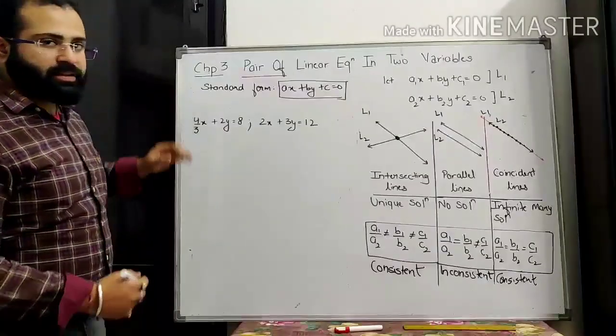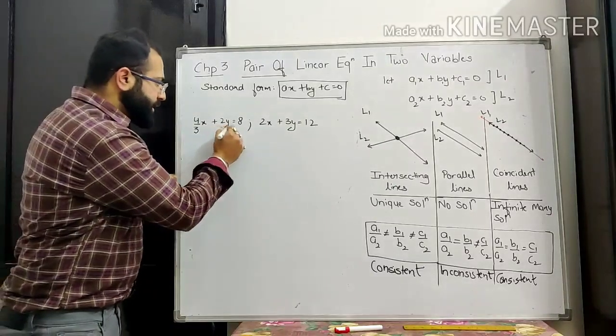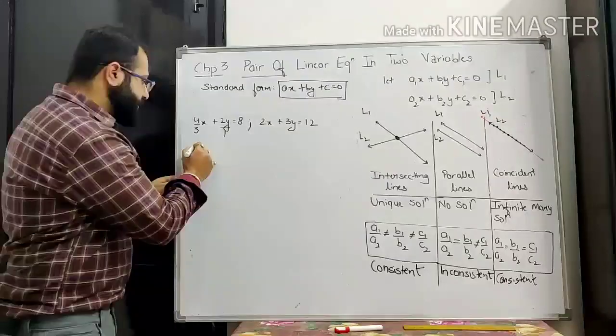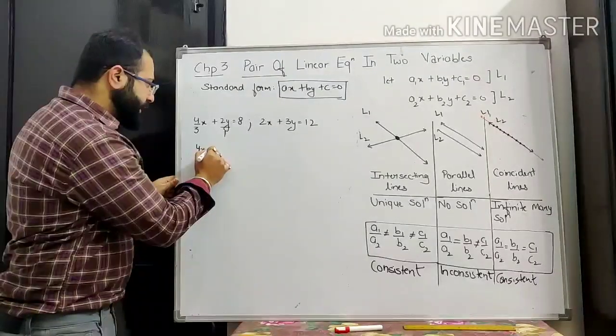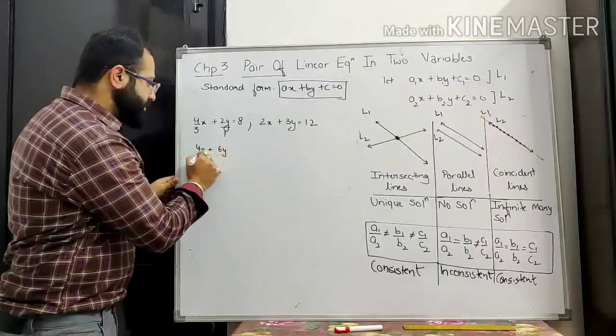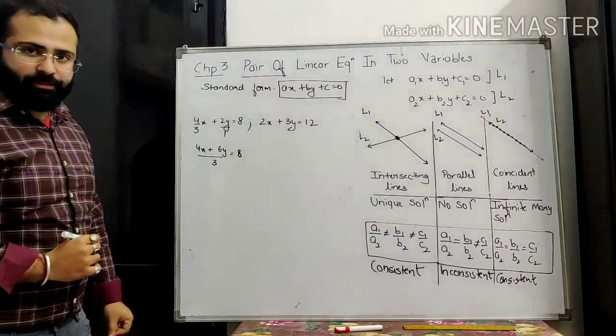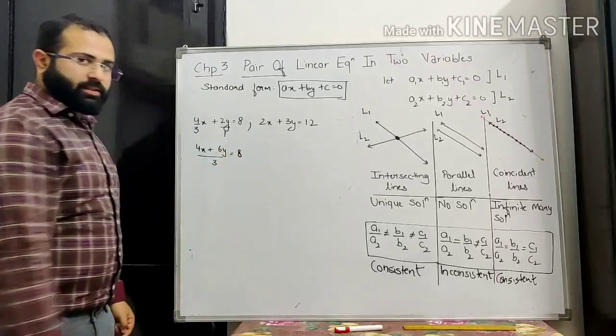So in order to simplify this, what we need to do is take the LCM first of all. So by taking the LCM, we'll have the equation 4x plus 6y over 3 is equal to 8. Now multiplying the denominator over the other side.